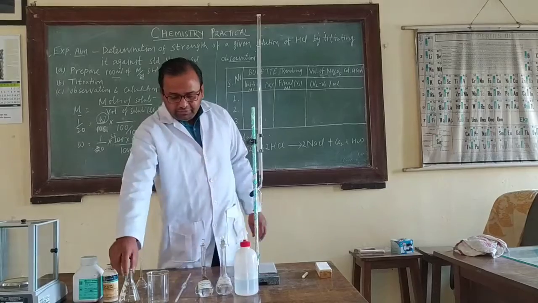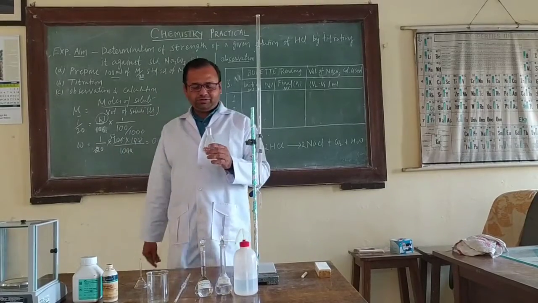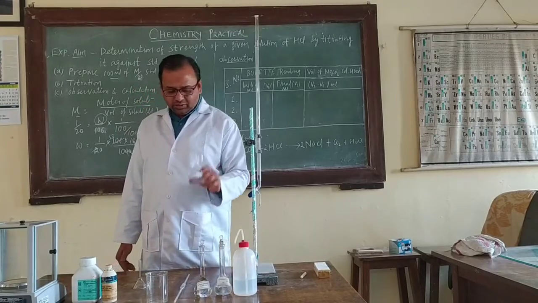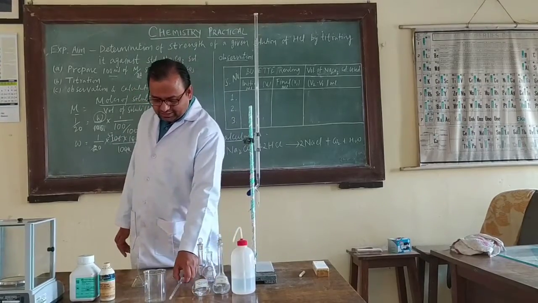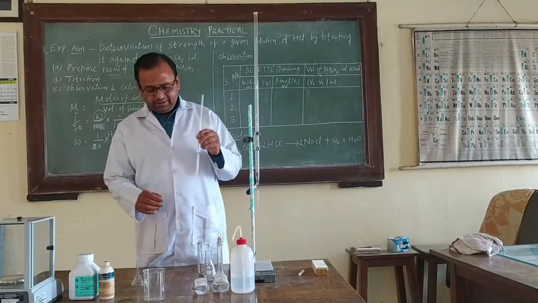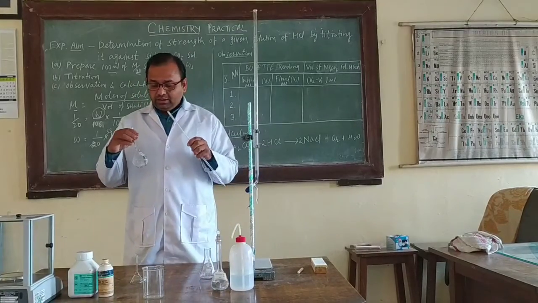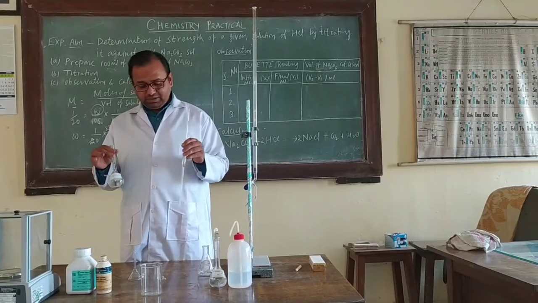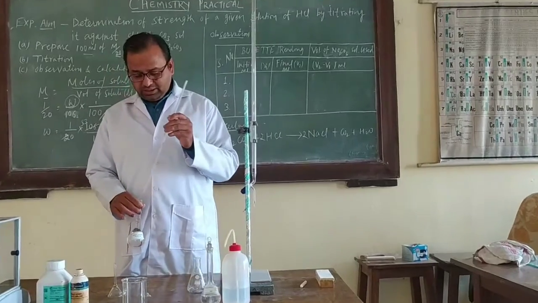Now after this we take a conical flask. First we wash this conical flask with distilled water, and we note the solution we use to wash the conical flask. And after this we take a 10 ml pipette. This is the pipette, and we take 10 ml of the prepared sodium carbonate solution into the conical flask.